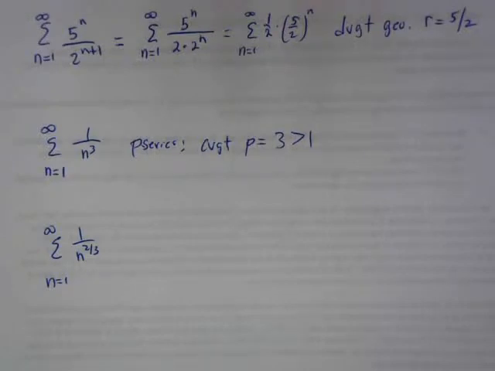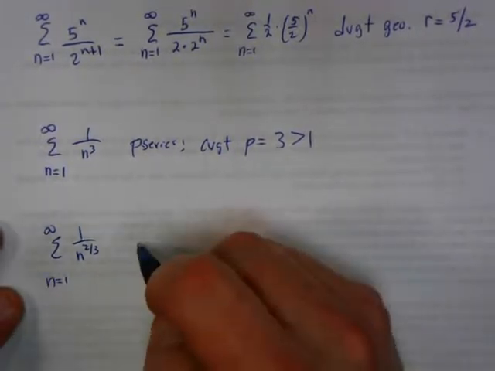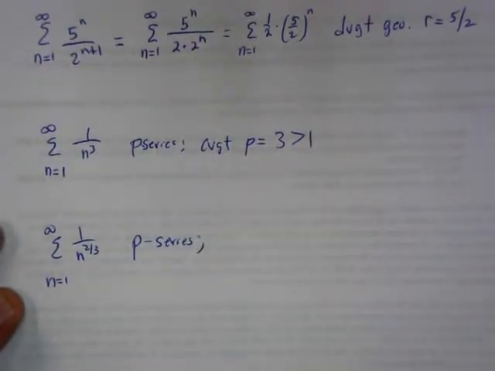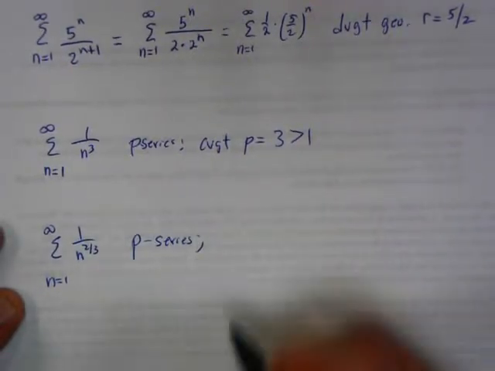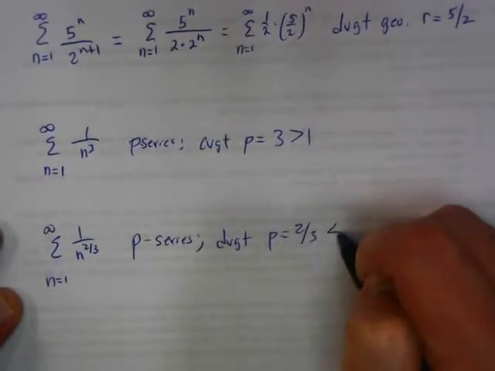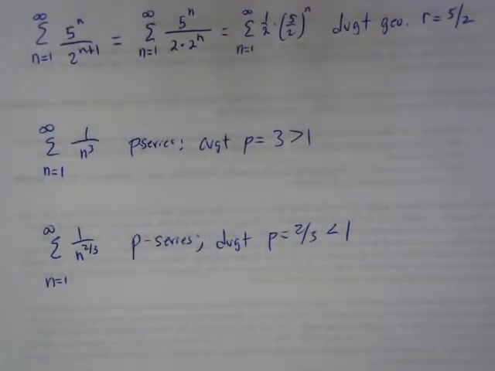Which makes the last one kind of easy. The last one is also a P series because it's in the form n to a power. Converges or diverges? Divergent. Because P equals 2/3, which is less than 1.